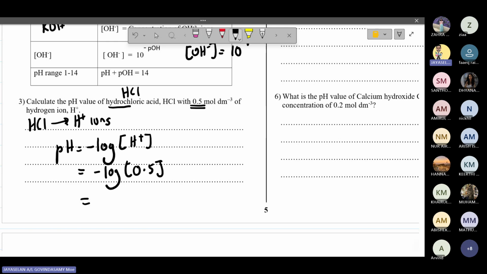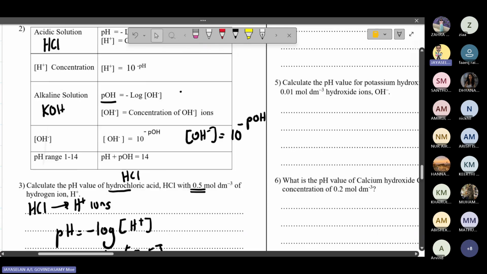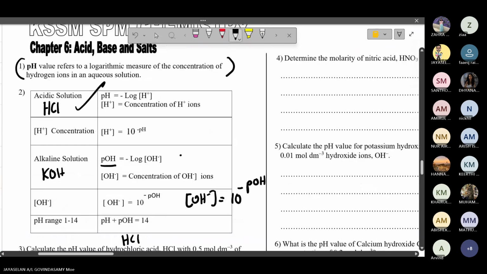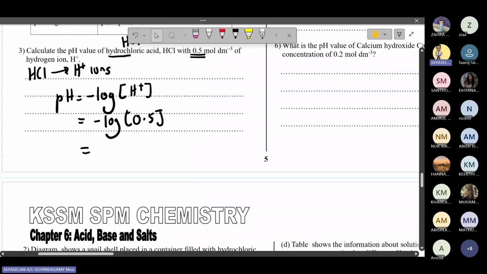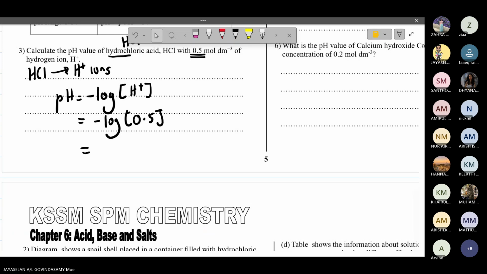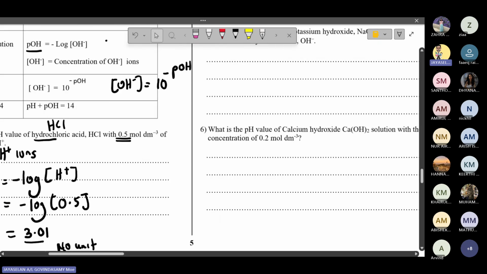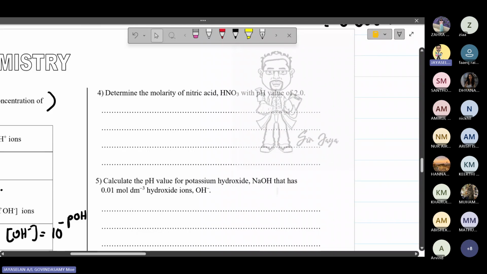Anyone can give me the answer? I use this formula. Anyone? Arvind, what is the answer? Yasmin, answer? So 3.01. Okay, 3.01. And make sure no unit. Thank you very much, Yasmin. Okay, now we do next one.